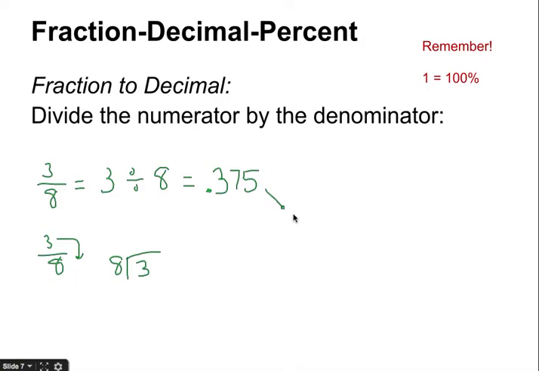Just to remember, if I wanted to turn this into a percent, now all I need to do is think about moving my decimal point 2 spaces, multiplying it by 100%, and I would have 37.5%. But the easiest way to turn your fraction into a decimal is just remember that they are ultimately a division problem.